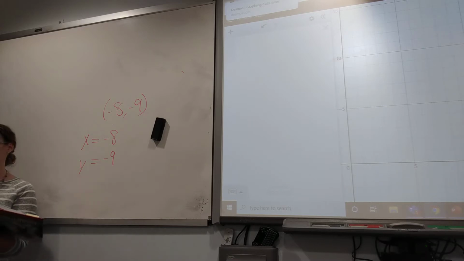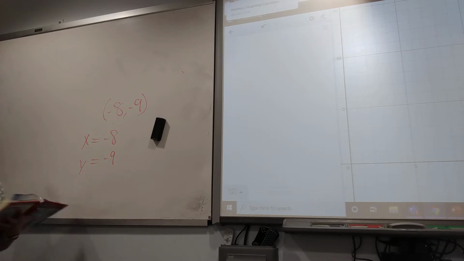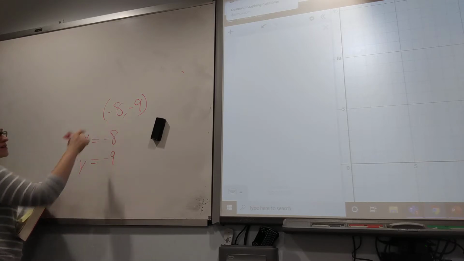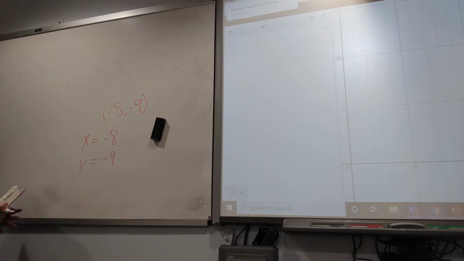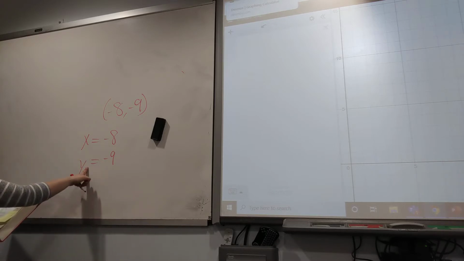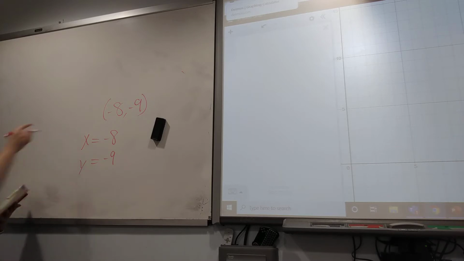I thought we had to do a point system or something, and I was trying to do point-slope. I'm like, we don't have a slope. Let's find a slope. Oh wait, there's only one ordered pair. If this were to be a horizontal line, it would be that one. If this were to be a vertical line, it would be that one.